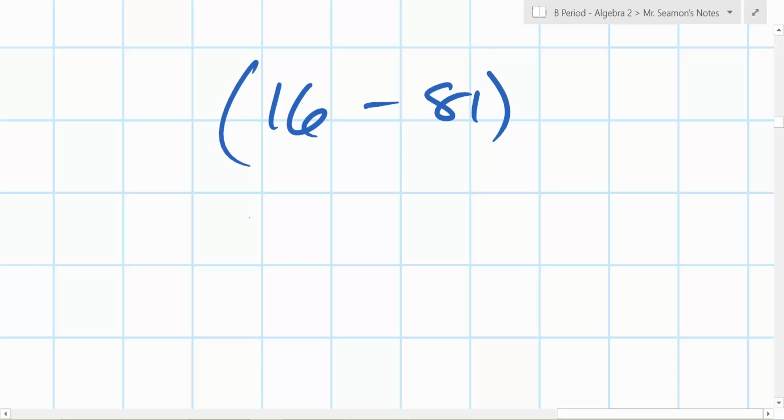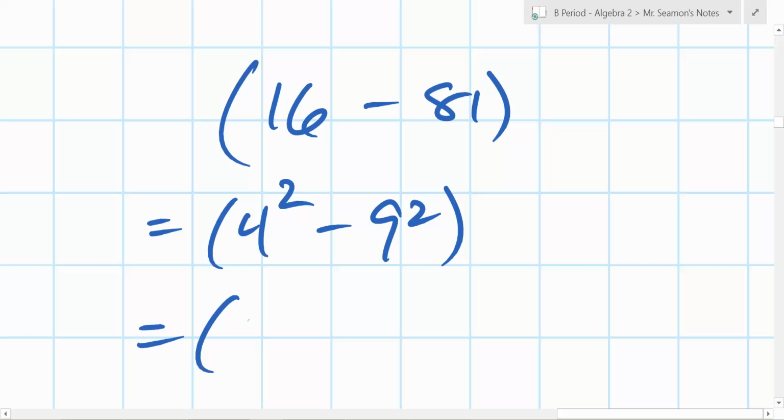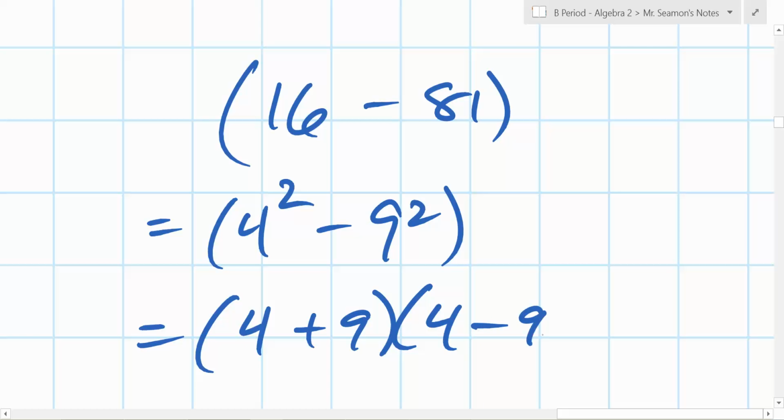So for example, let's just say I gave you 16 minus 81. How could I rearrange that? What is that equal to? 4 squared minus 9 squared. So what's that equal? (4 plus 9) times (4 minus 9). I use numbers just so you can see it, but that's the pattern.